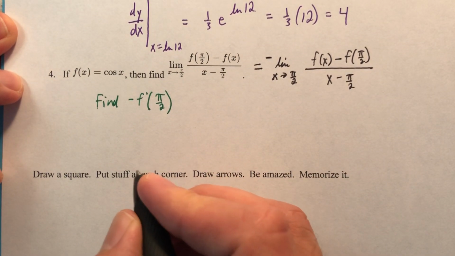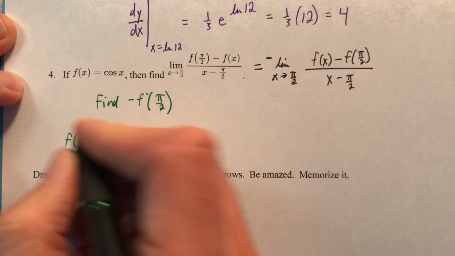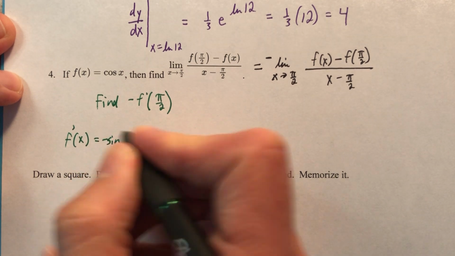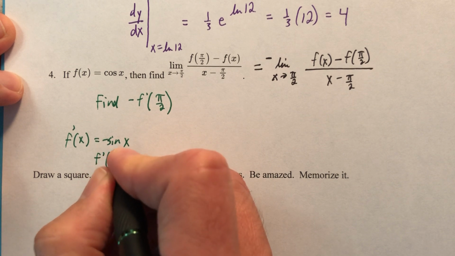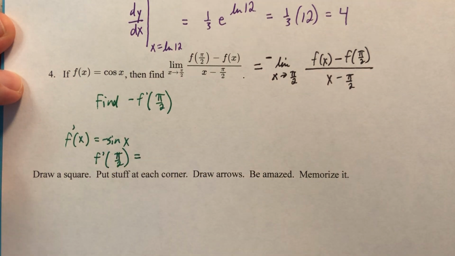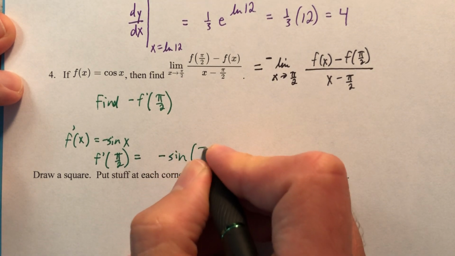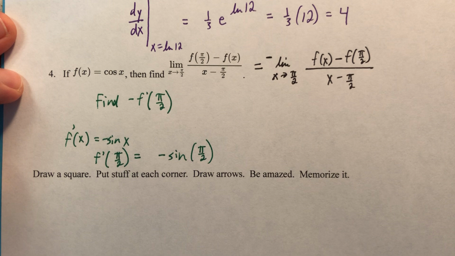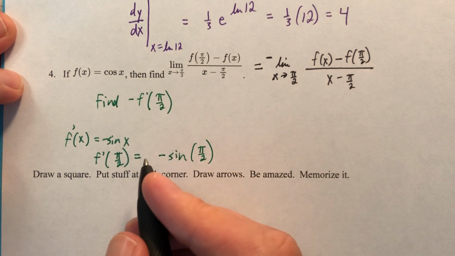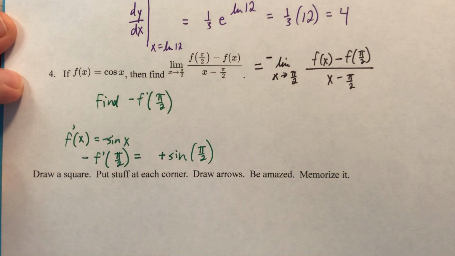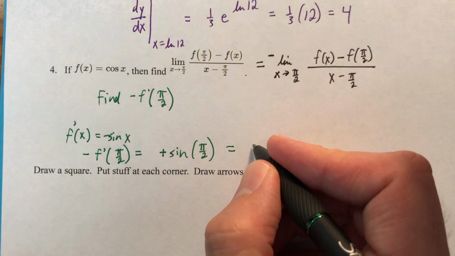So I know that f is cosine, so f prime is negative sine. Therefore, f prime of pi over 2 is, well, let's see, negative sine of pi over 2. Okay, before we get carried away, they want us to find negative f prime of pi over 2. There we go. Sine of pi over 2 is 1.